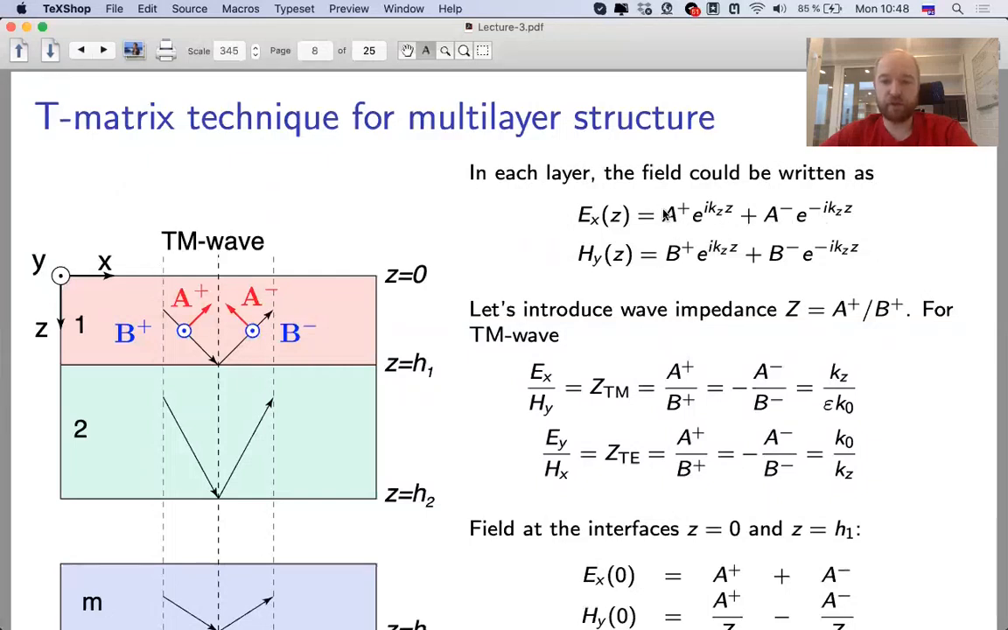These are the waves propagating in opposite directions. And also for the magnetic field, Hy, there are also some amplitudes B plus and B minus. But of course, I can show that because e^(ikz z) and e^(-ikz z) are the same wave, these are the amplitudes of the electric and magnetic field of the same wave. Of course, they are connected to each other. There is a relation, and the ratio of Ex and Hy is just an impedance. For TM polarization, it straightforwardly follows from Maxwell's equations that this ratio is kz over epsilon k0. And for TE waves, we have another ratio, k0 over kz.